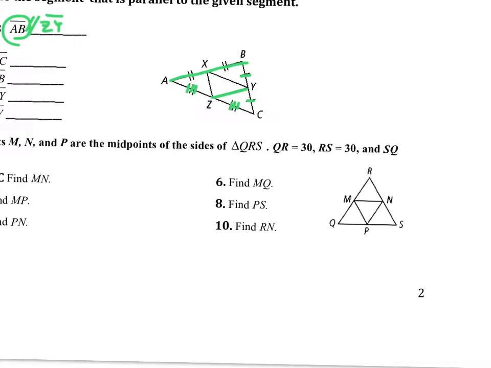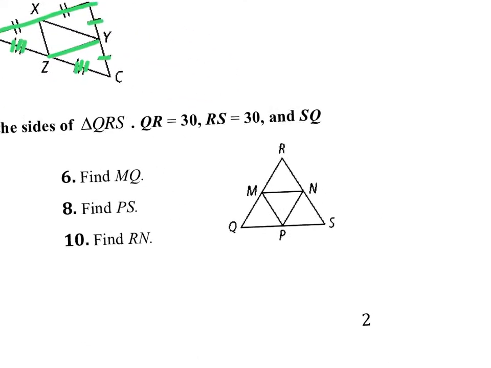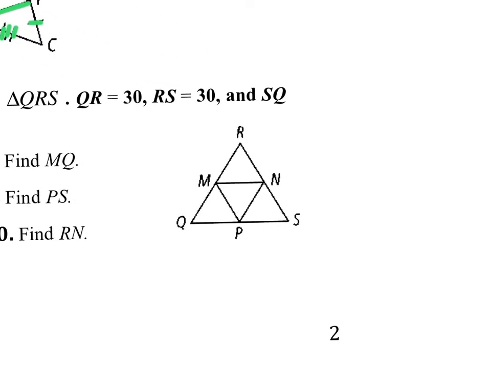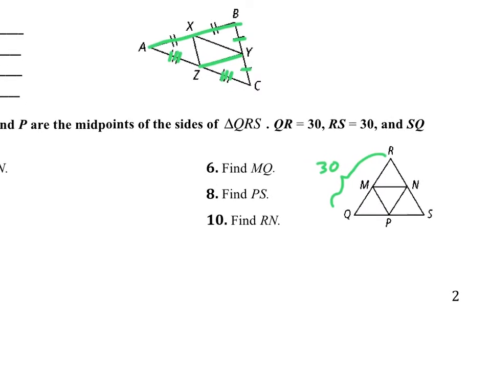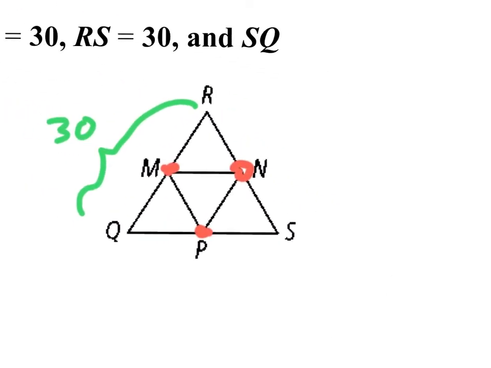So let's look down here. Now let's deal with some numbers, not just parallelism. If QR is 30, right here, and we are also told that each of these are the midpoints, we know many things already.